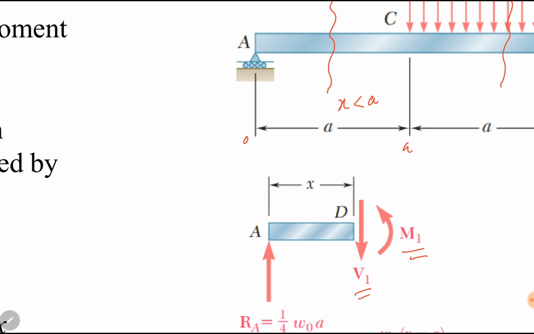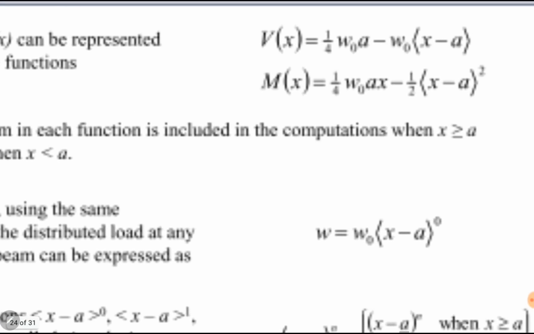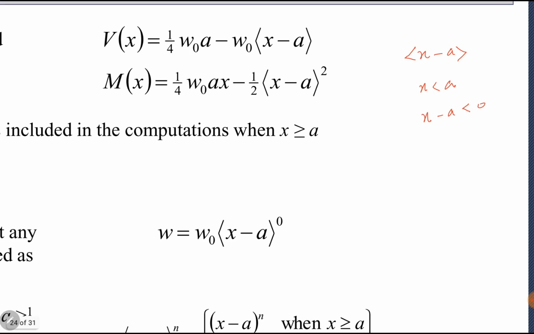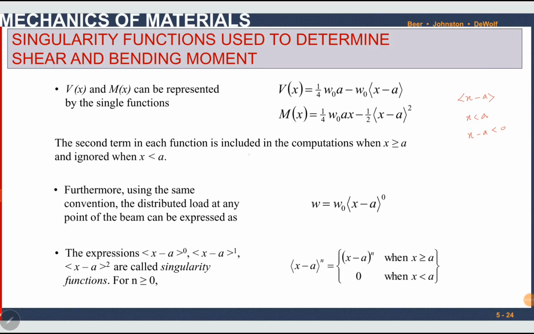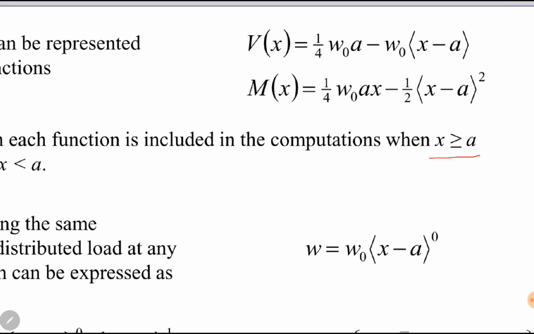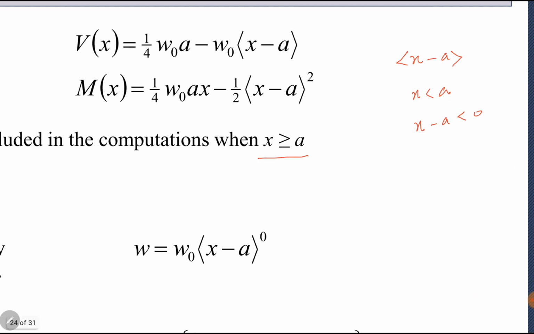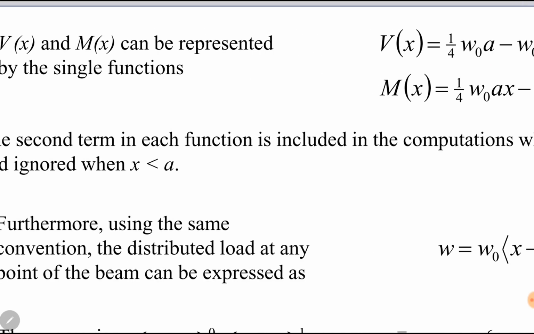If x is less than a, x minus a will be negative, it will be less than 0, and the bracket will vanish and this term will be cancelled out. The second term in each function is included in the computation when x is greater than a or equal to a. When x is greater than a, x minus a will be a positive number. When x is equal to a, x minus a will be equal to 0 and the bracket will finish out. When x is less than a, x minus a will be negative, and again we will neglect the whole term.